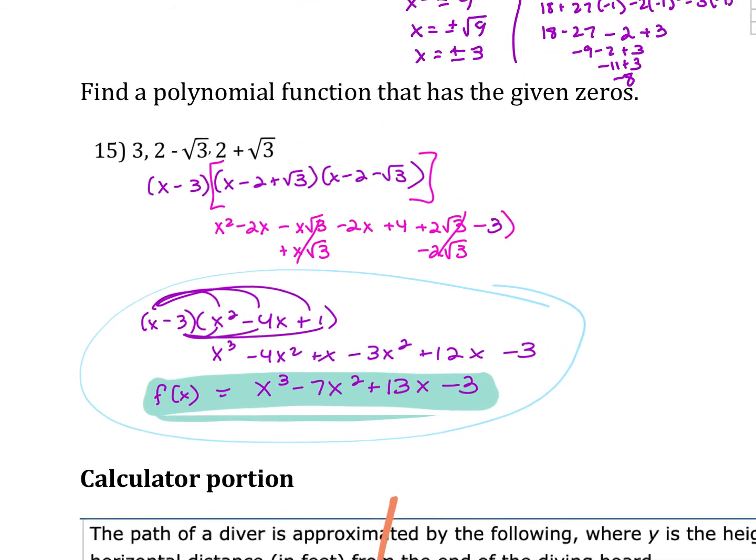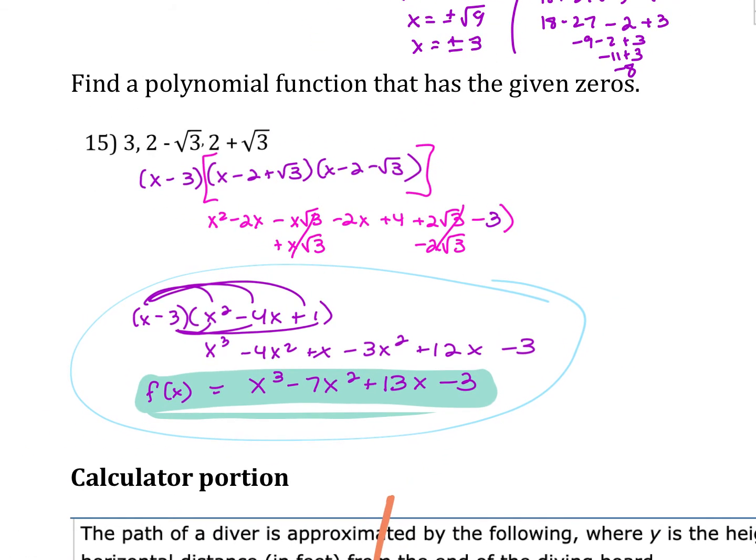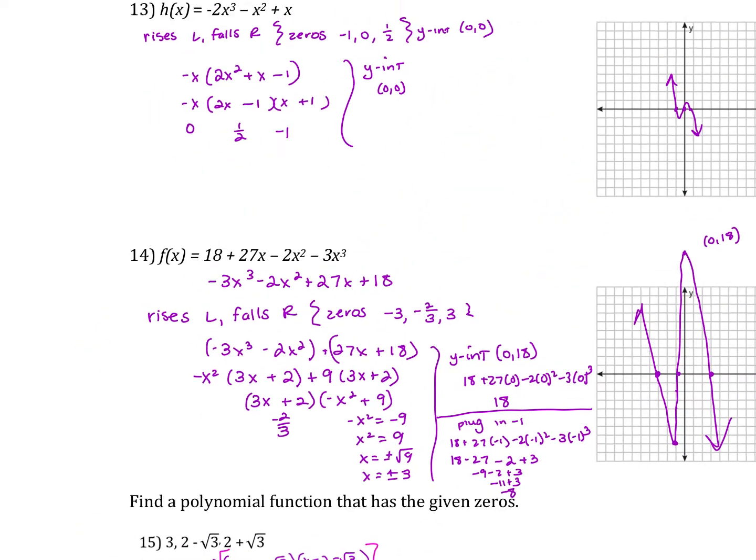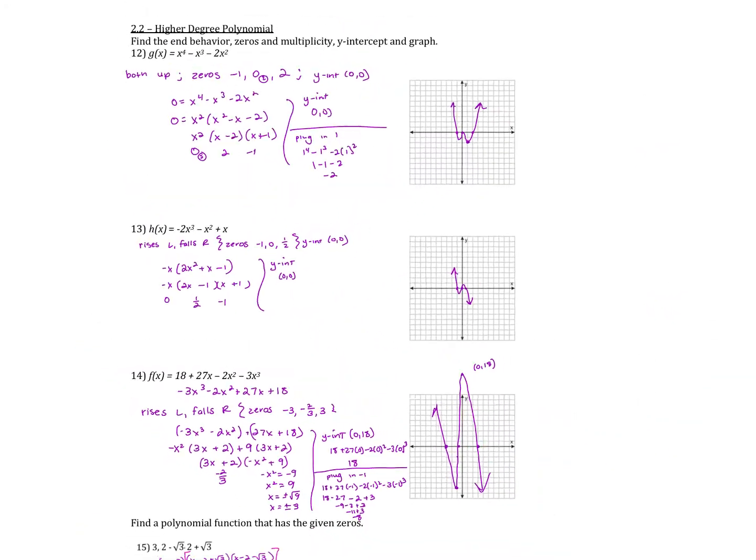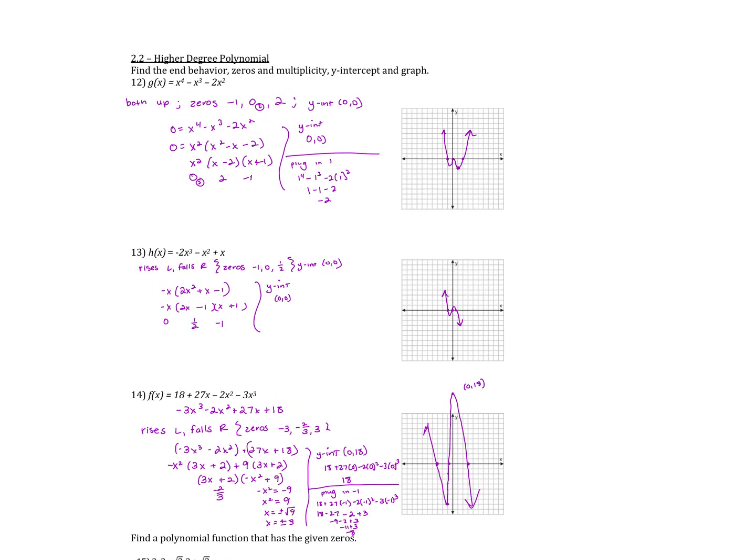I'll update what's on the key, but if you already downloaded it, it's wrong. That's number 15. Plus x to the third minus 7x squared plus 13x minus 3. Then came 2, which was the 2 things that were on the warm-up that we did today: finding the end behavior, finding your zeros and your multiplicity, and then your y-intercept, and then drawing your graph.